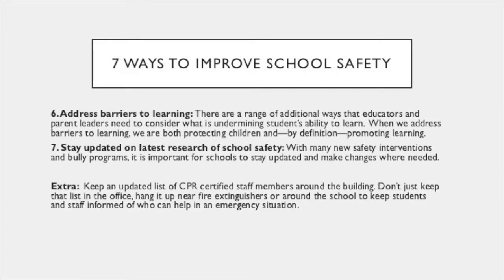The sixth way to improve school safety is by addressing barriers to learning. There are a range of additional ways that educators and parent leaders need to consider what is undermining students' ability to learn. When we address barriers to learning, we are both protecting children and by definition promoting learning. Seventh way, stay updated on the latest research of school safety. With many new safety interventions and bully programs, it is important for schools to stay updated and make changes where needed.